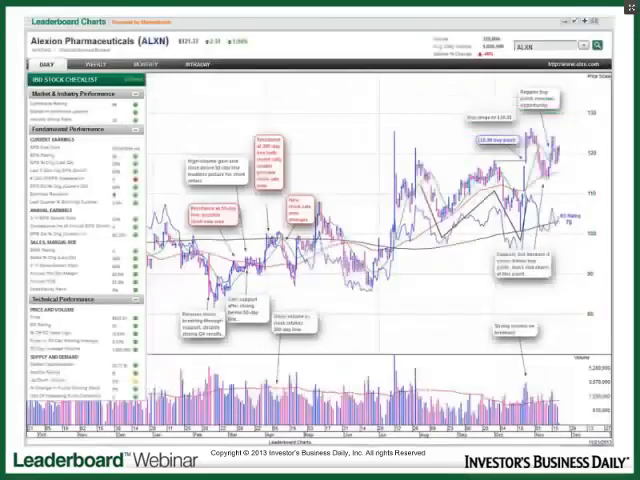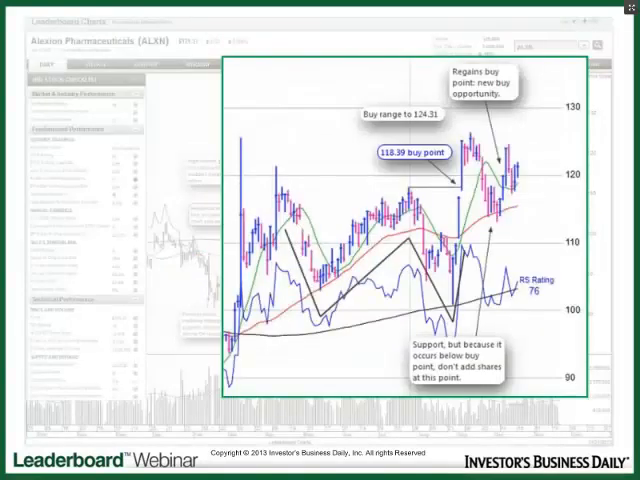Let's zoom in on that daily chart where the stock is right now. It had 3 really big up days on heavy volume, zoomed right through that 118.39 buy point, and then the market got a little sloppy, and the stock pulled back. You see it came right to that red line, which is the 50-day moving average. It got support, and then last week it came through the buy point again. So if you had missed it the first time, now you can buy it on the second rebound, and it's still within buying range. It's acting pretty well.